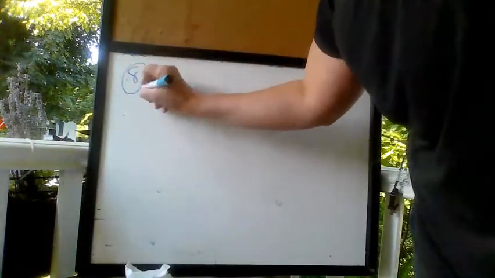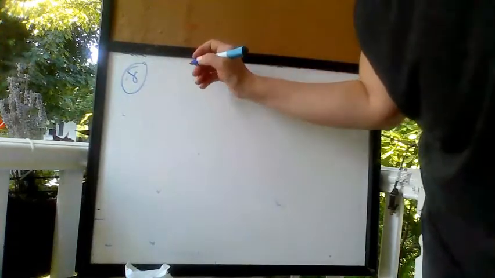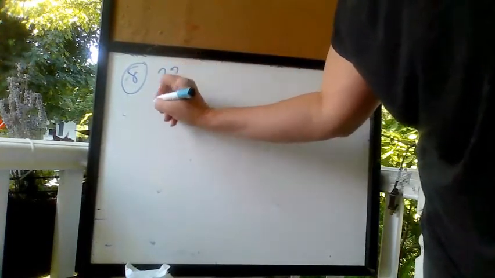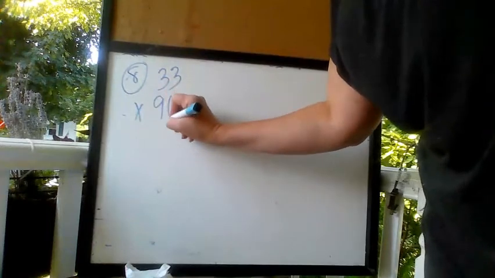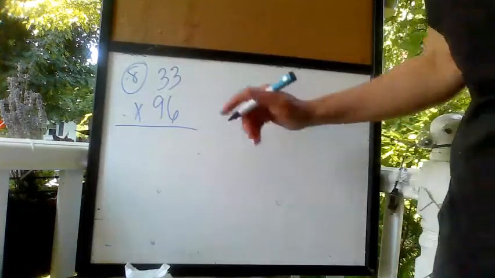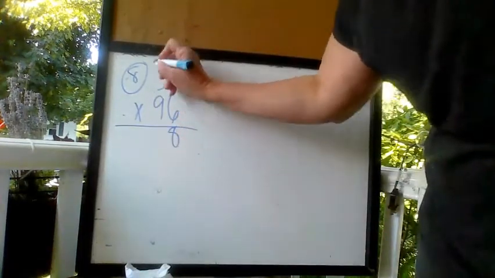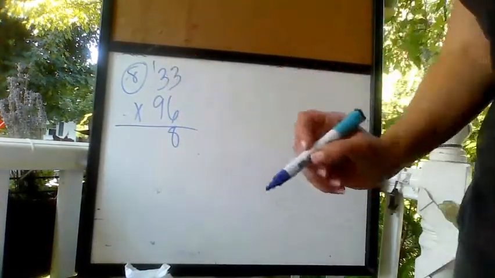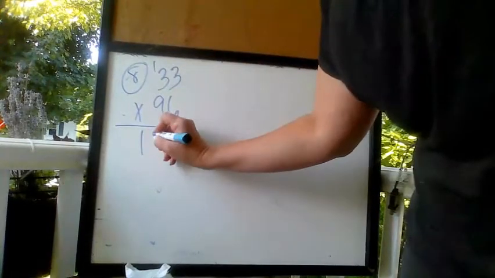Okay. Number 8. 8 is 33 times 96. Whew. 6 times 3 is 18. Carry the 1. 6 times 3 is 18, plus 1 would be 19.